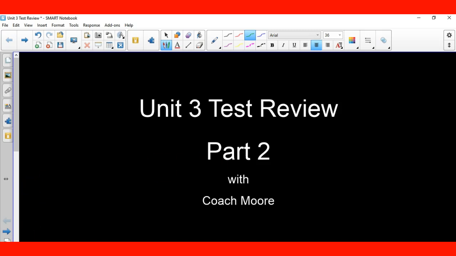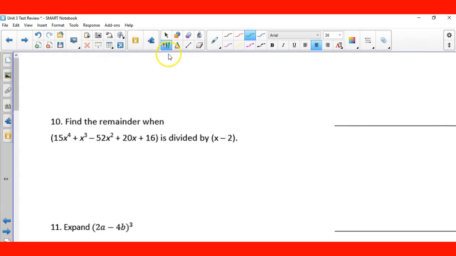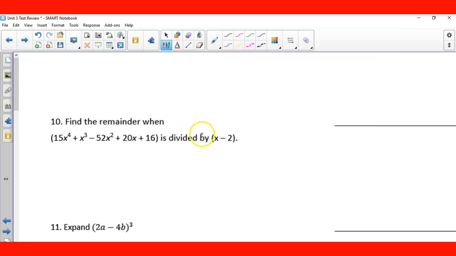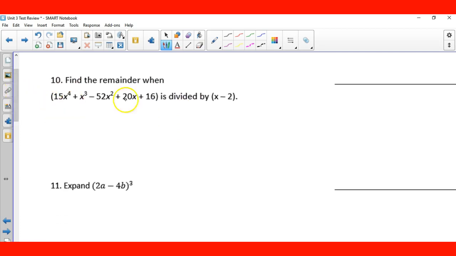Let's get started. For number 10 right here, we need to find the remainder. So the first thing I'm going to do is take that x minus 2, set it equal to 0, and solve it to get x equals 2.